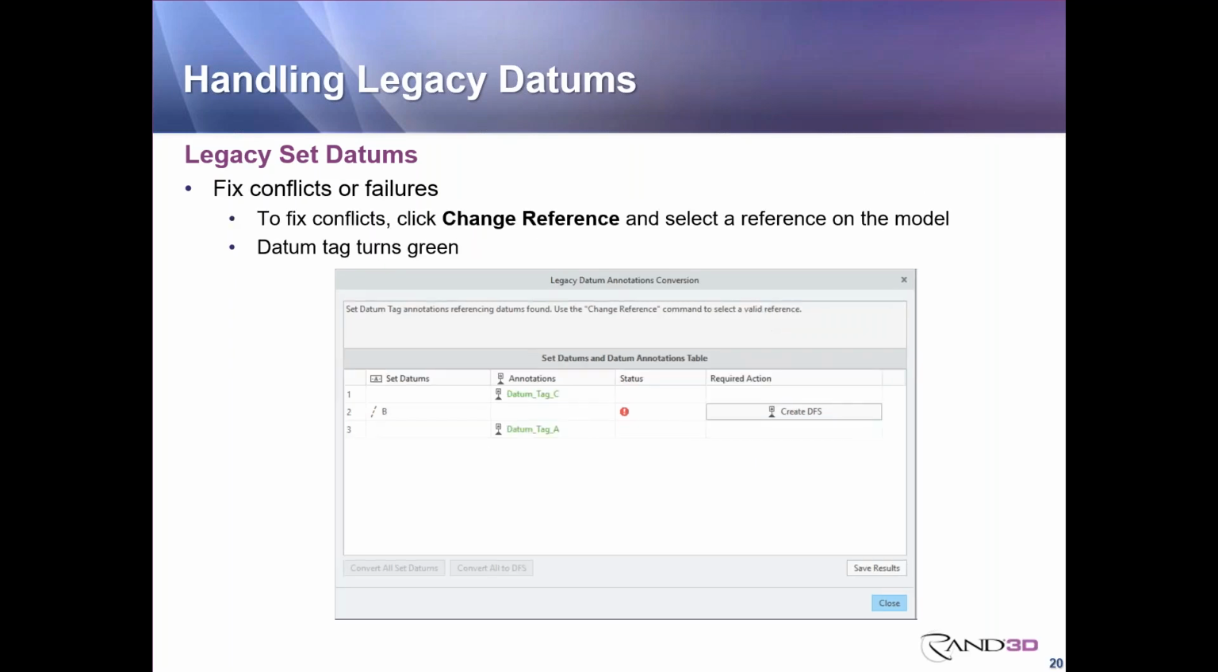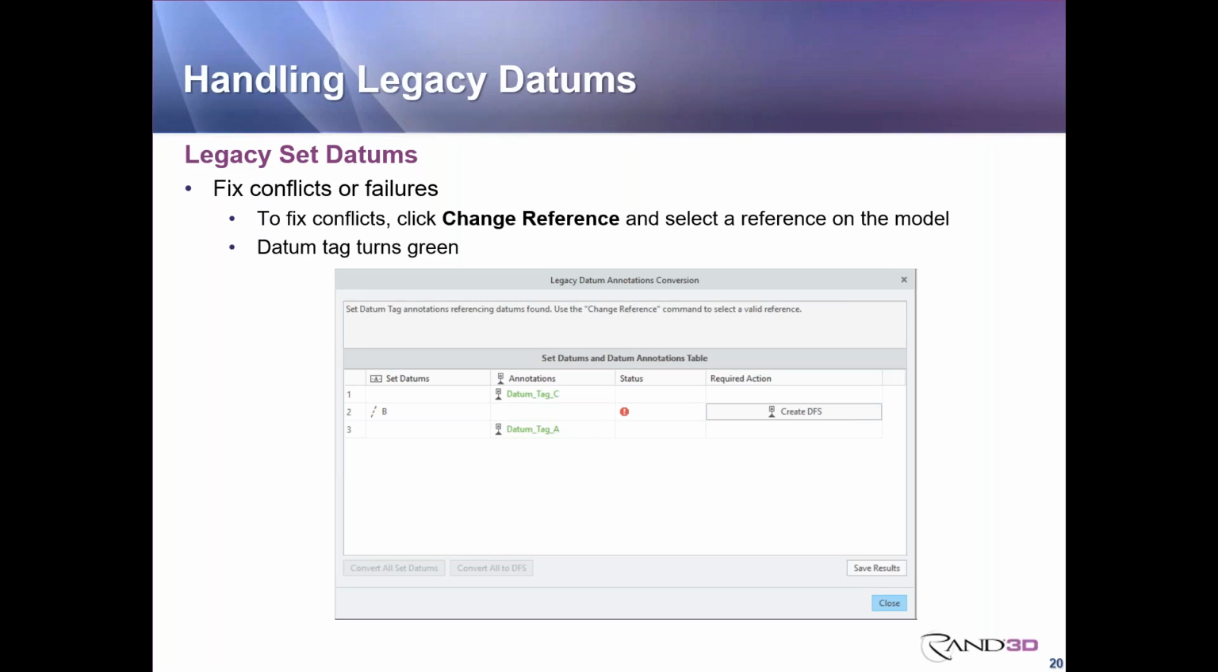And when you resolve the conversion conflicts with the change references option after selecting an appropriate reference on the model, this gives you an image from a capture where the datum tag symbol turned green, indicating that there's no longer a problem. Plus you lose that problem icon, the red stop sign with the exclamation point in it, and the legacy set datum tags here were successfully converted to datum feature symbol annotations.